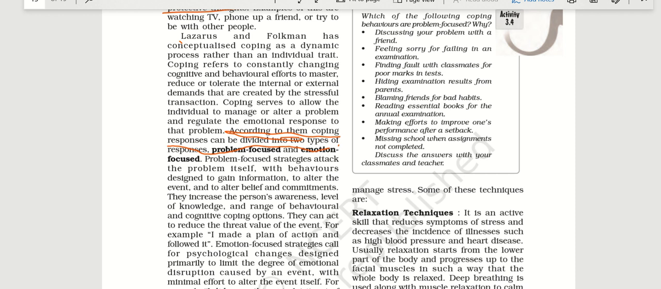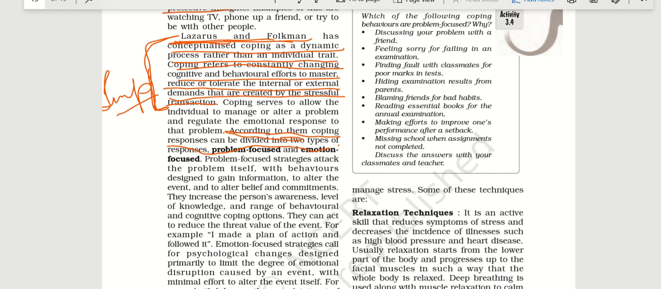Now here we are talking about Lazarus and Folkman. They conceptualized coping as a dynamic process rather than an individual trait. Coping refers to constantly changing cognitive and behavioral efforts to master, reduce, or tolerate the internal and external demands that are created by the stressful transaction. So, this is important and it was given by Lazarus and Folkman. They said that coping is something which is constantly changing and it depends upon your cognitive and behavioral efforts, that is, how you're mastering your coping mechanism.